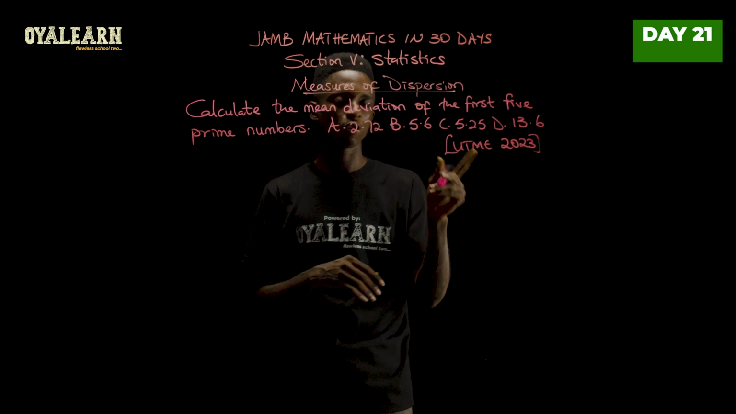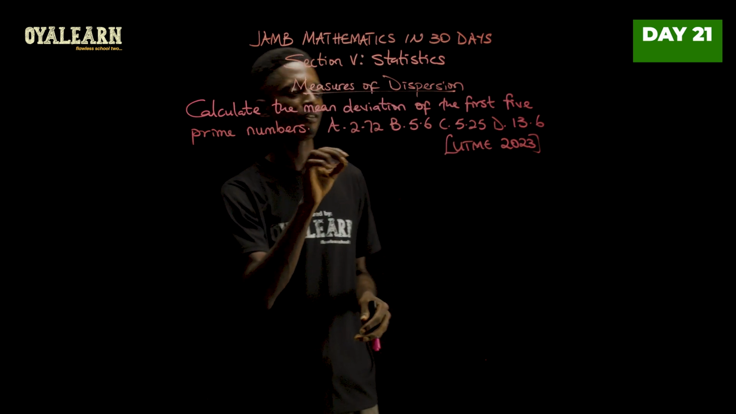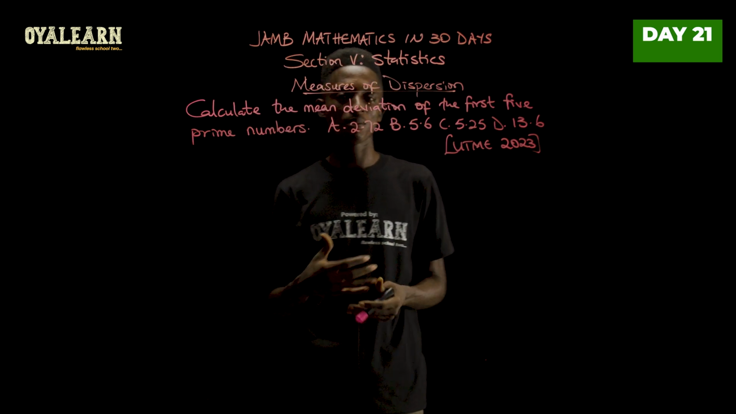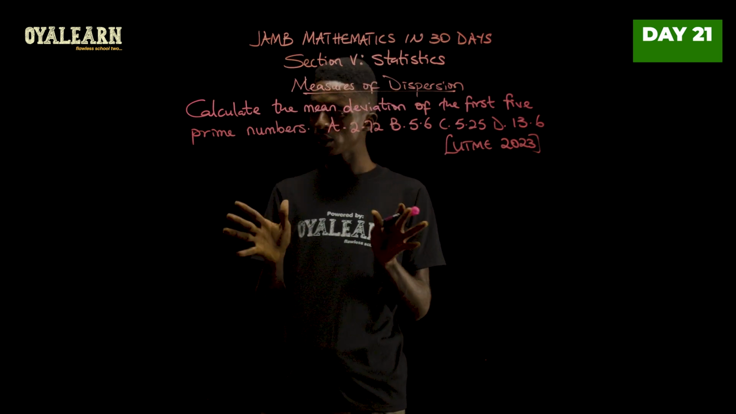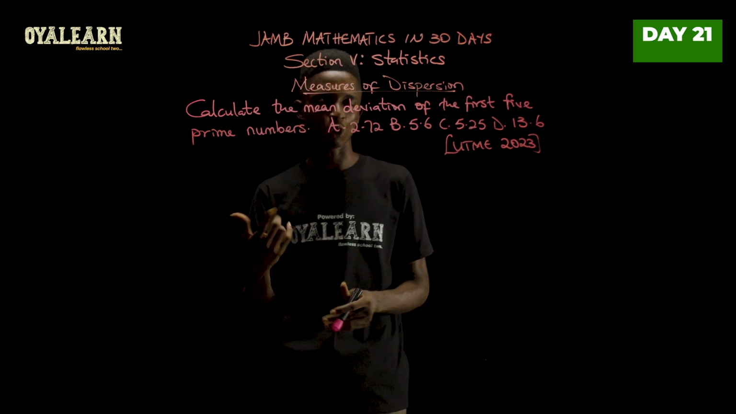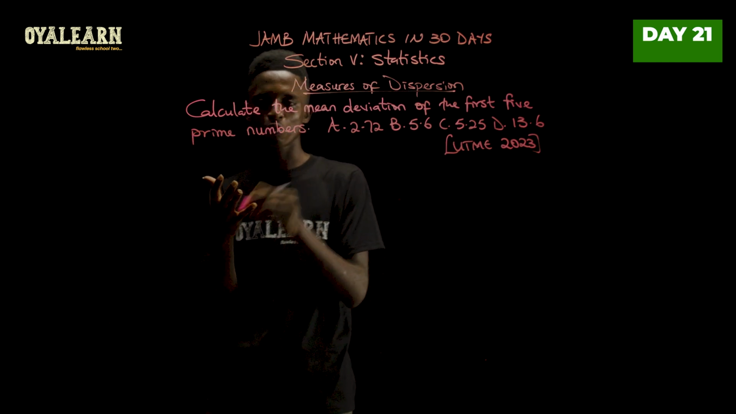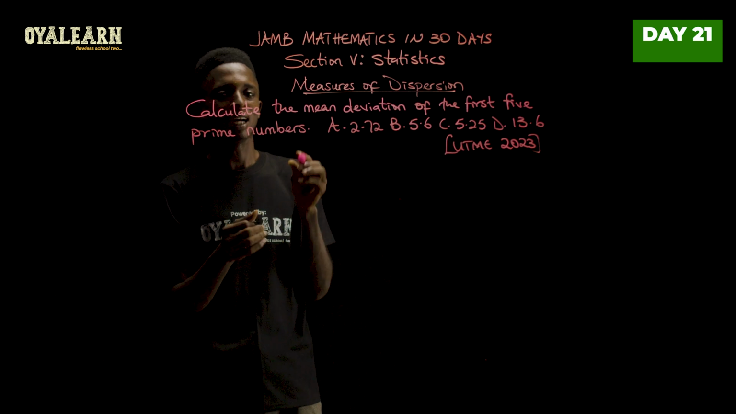Now, this question from Jamb 2023 says, calculate the mean deviation of the first 5 prime numbers. Prime numbers are numbers that are only divisible by 1 and themselves. So we already know that 1 is not a prime number since it only fulfills one of those conditions. So the first 5 prime numbers would therefore be 2, 3, 5, 7, and 11.